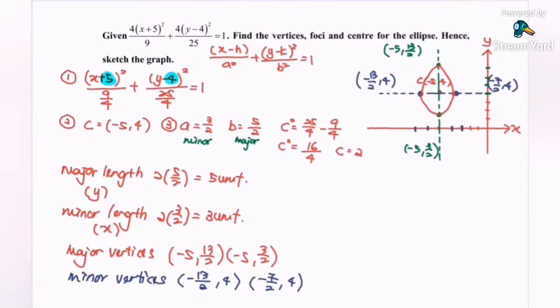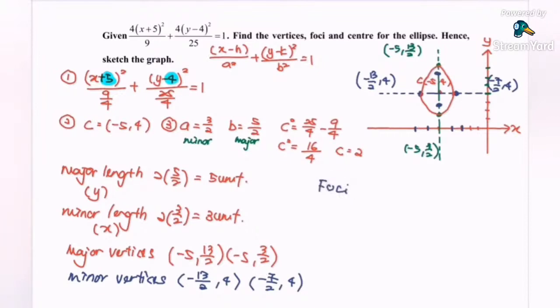Next, what we have to do is to find out the foci. So we have to refer to the C, which is 2 in units. That means we have to shift 2 units upwards and shift downwards 2 units. So here will be the foci. Here will be our foci. So what is our foci?